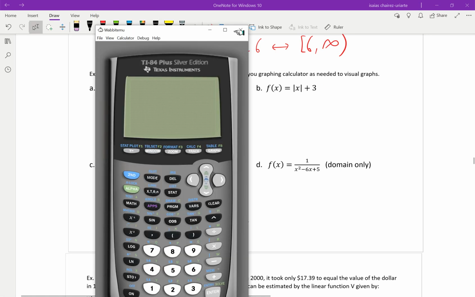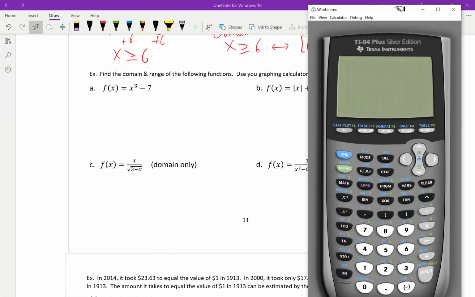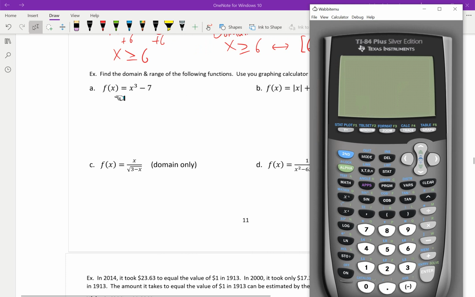Okay, so let me look at question A. I want to determine the domain and the range of this function. So I have my TI-84 right here. I'm going to enter this function into my graphing utility in my calculator. So let me turn on my calculator. What you're going to want to go to is, you see this right here, this y equals. So I'm going to click y equals. And remember, f of x is just y. So right now, I'm going to go to y1.